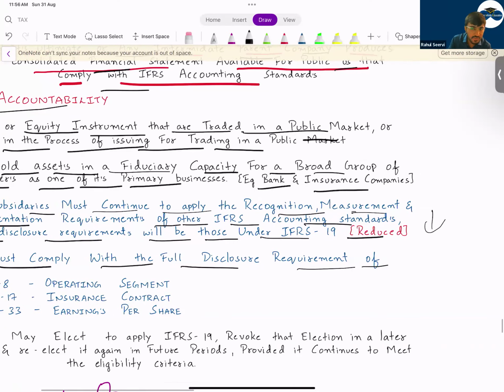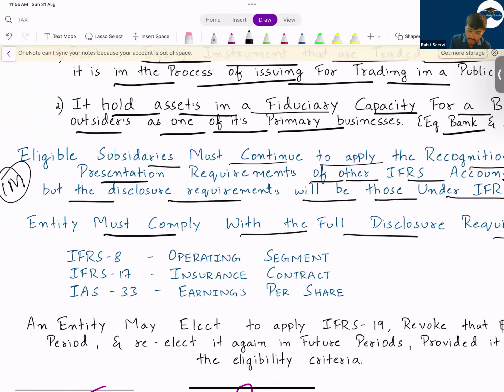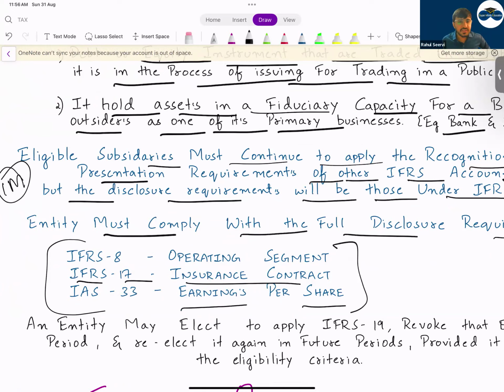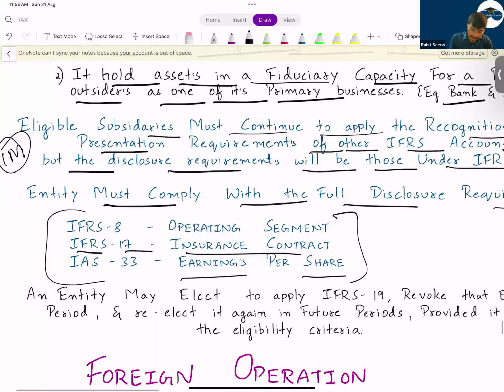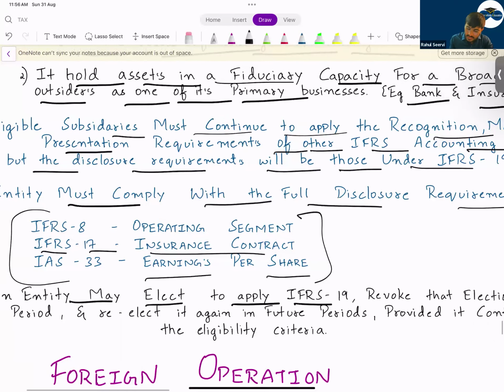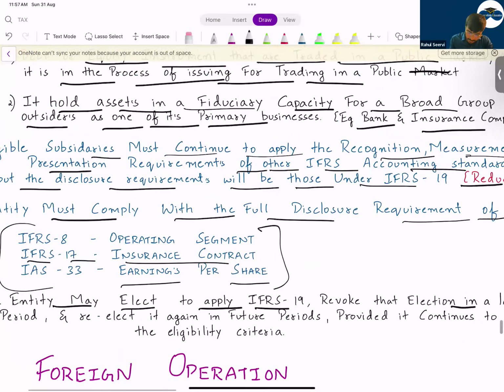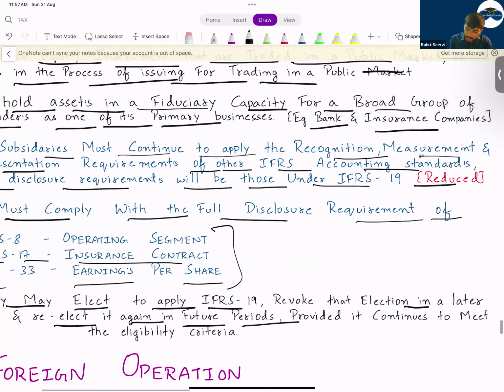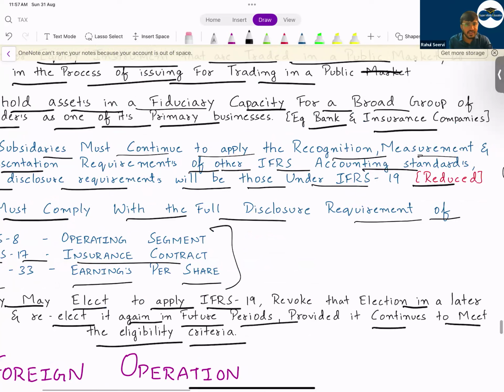Okay, they can follow what? Reduced disclosure. But for these three areas, you can't reduce the disclosure. IFRS 8, operating segments: you should provide each and every disclosure mentioned in IFRS 8. IAS 33 EPS, same thing you have to provide. Then IFRS 17 insurance contracts. In these three cases, reduced disclosure will not apply. Then next one, sir. An entity may elect to apply IFRS 19, revoke that election in a period and re-elect it again in a future period, provided it continues to meet the eligibility criteria. That means today the company can apply IFRS 19, again they can stop, again they can start, again they can stop, again they can start.